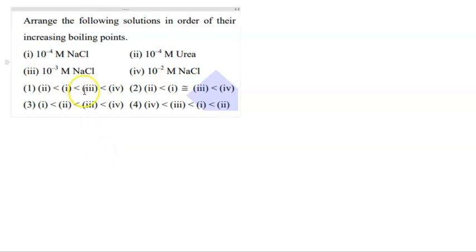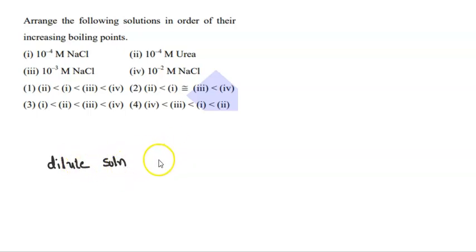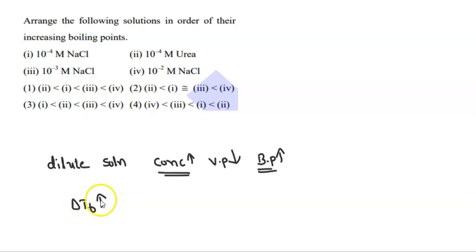Arrange the following solutions in increasing order of their boiling point. If I take a dilute solution, if the concentration is more, then the vapor pressure will be low. If the vapor pressure is low, then the boiling point is high. Whenever the concentration of the solution increases, the boiling point increases. That means the number of solute particles increases for the dilute solution. The colligative property, the elevation in boiling point, is also going to increase.